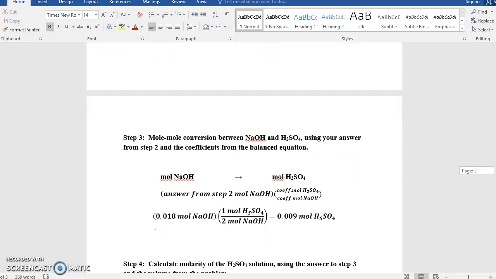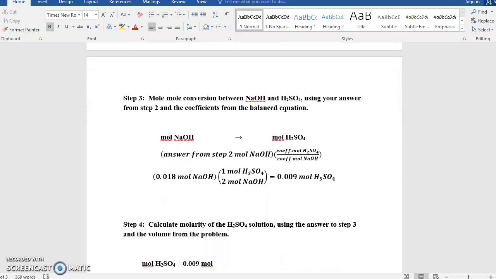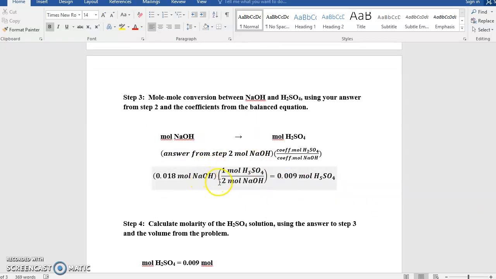Then we need to figure out how many moles of H2SO4 that would be. We just use the mole-to-mole ratio. We take our answer from step 2 as the moles of NaOH, and then we use the coefficients from our balanced equation as the ratio. So it was 0.018 moles of NaOH, and from our balanced equation, it was 1 mole of H2SO4 to 2 moles NaOH, so 1 over 2. So 0.018 times 1 divided by 2, 0.009 moles of H2SO4.